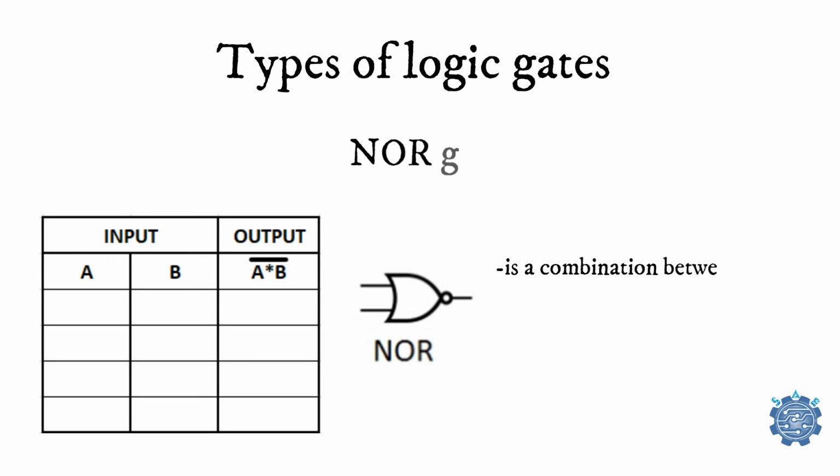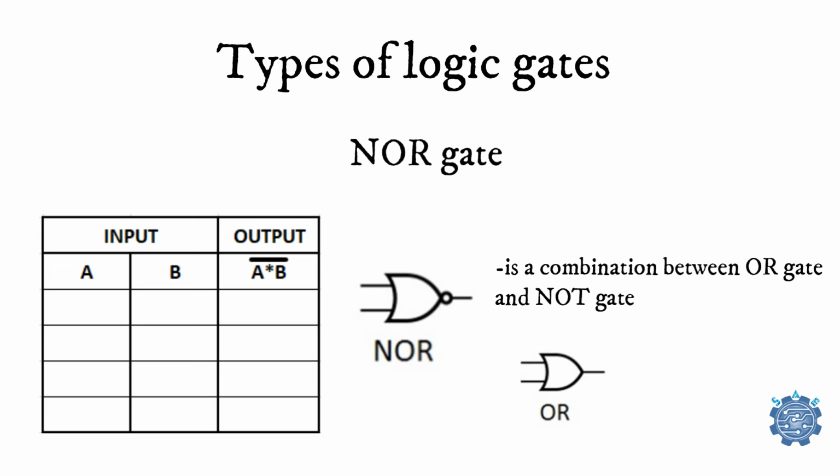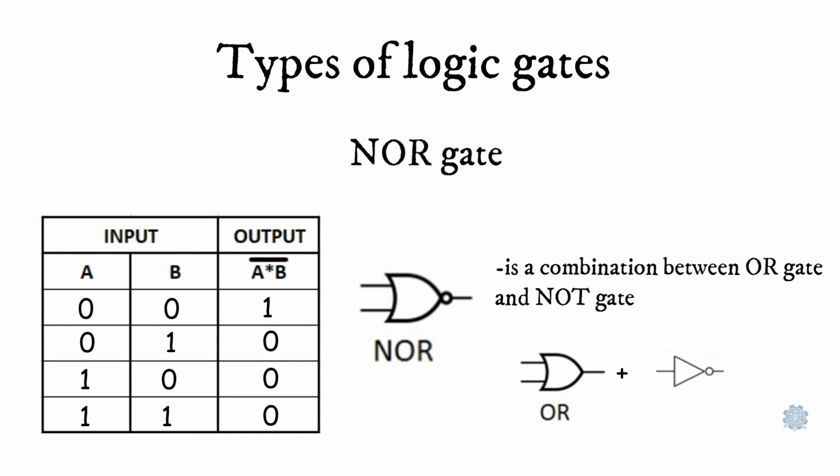NOR gate is a combination between OR gate and NOT gate. The output is high only when all the inputs are low, and if we have all the inputs on high, or if we have one input high and the other low, then the output will be low.